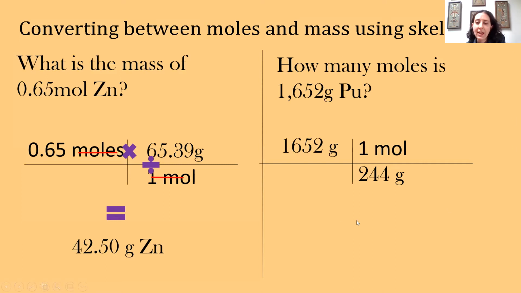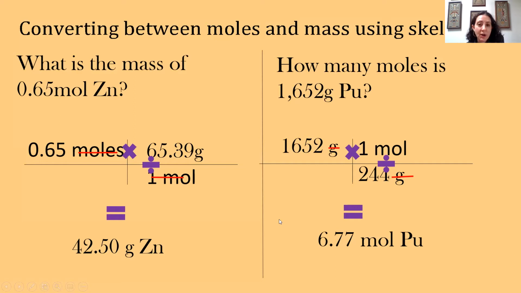So the math is saying that anything on top we multiply and anything on bottom we divide. So in this case, it's going to be 1,652 times 1. So that's nothing. That's the 1,652. And we're going to divide that by 244. So in this case, the grams will cancel out. We'll be left with moles. And you end up with, if you do the math there, it's 6.77 moles of plutonium.